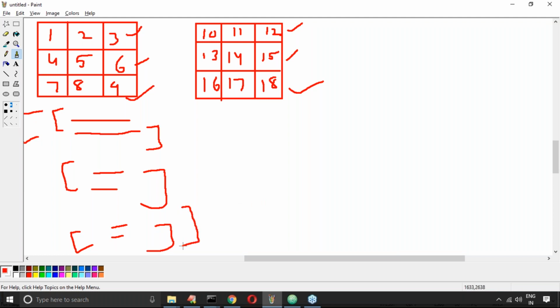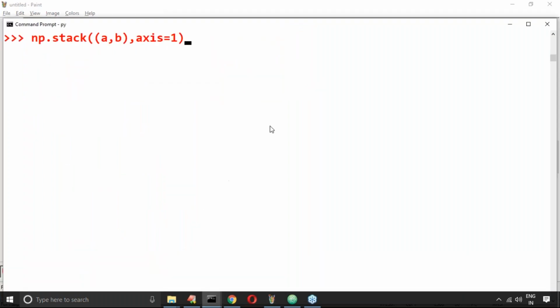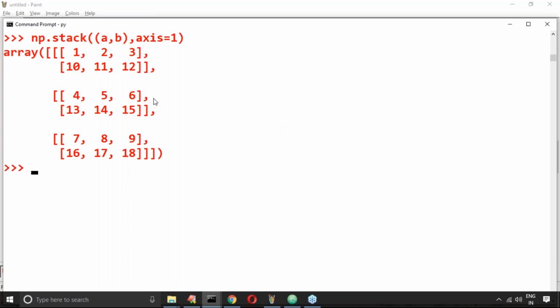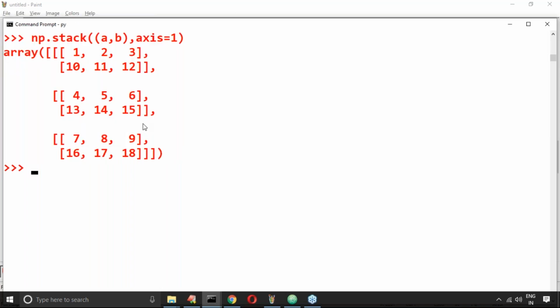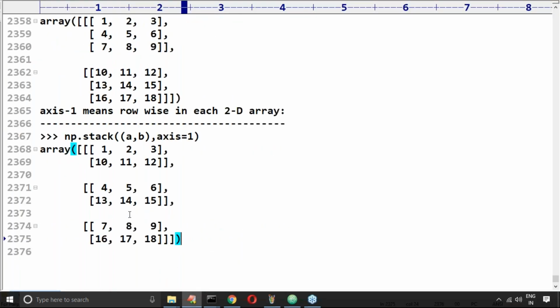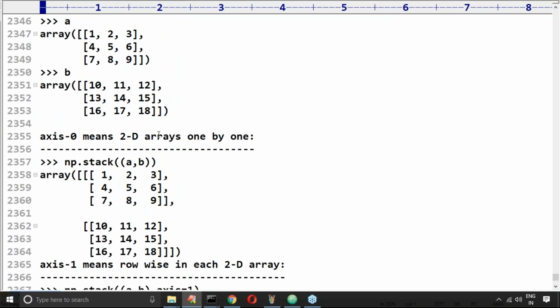Any explanation is required? Is it the expected thing? Okay, let me cross check. I'm not sure. Is it the same thing that happened? Yeah. Perfect. So we are taking row wise.